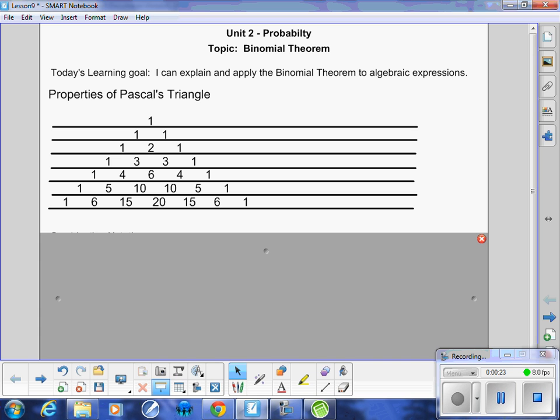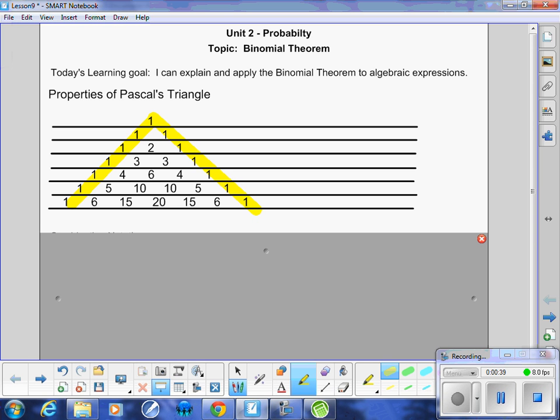So this is Pascal's triangle. You may have seen it already in the grade 11 course. And we see the patterns that come out of Pascal's triangle. You'll notice that there are ones on the diagonals, on the edges.